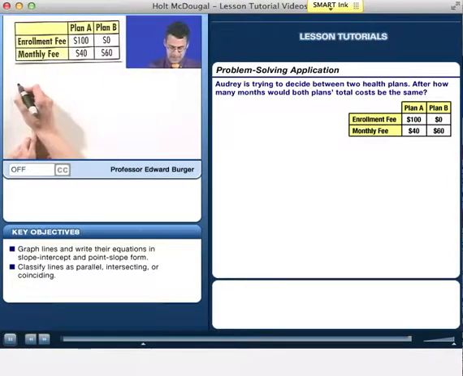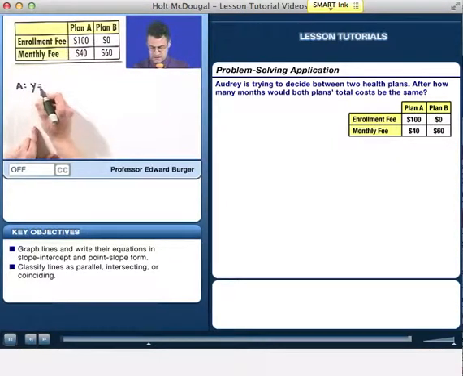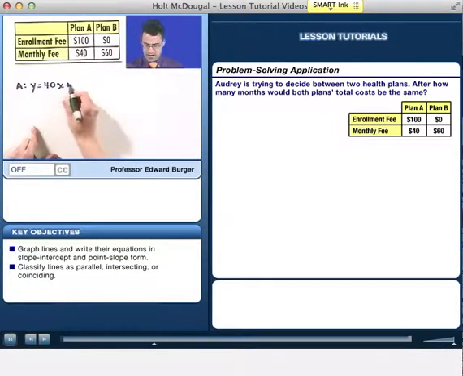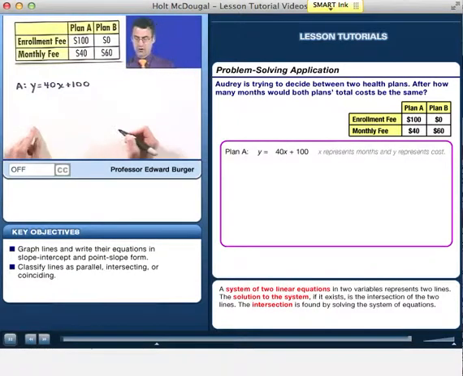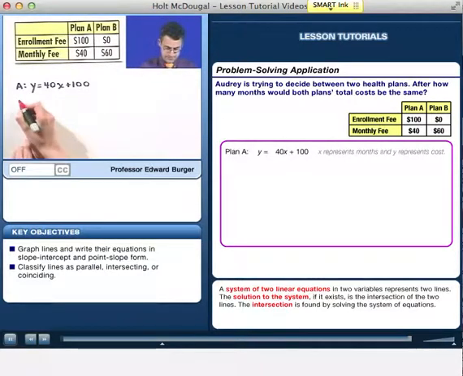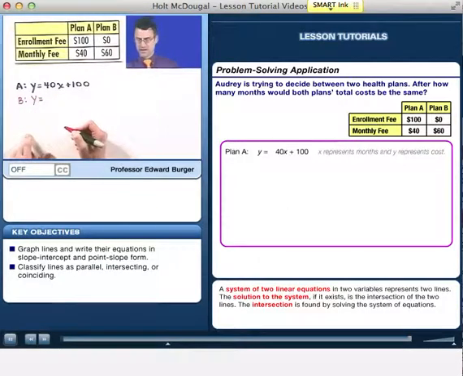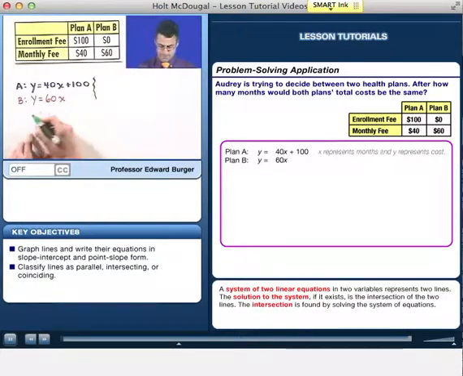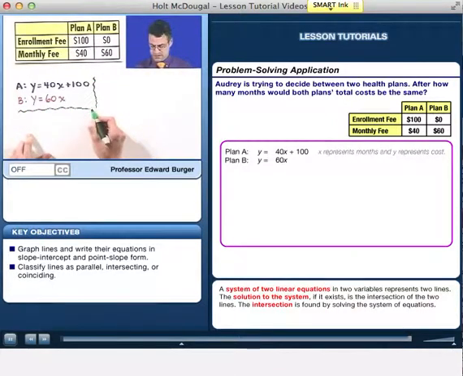So for Plan A, Y, the amount I pay, is going to equal 40X, that's my monthly fee for X months, plus that one-time $100 enrollment fee. So that's for A. What about for Plan B? Well, how much would it cost? If X represents the months again, there's no enrollment fee, but I pay $60 per month. So 60 multiplied by the number of months, but there's no enrollment fee, so that's it. So these two equations represent the two possibilities, A and B.